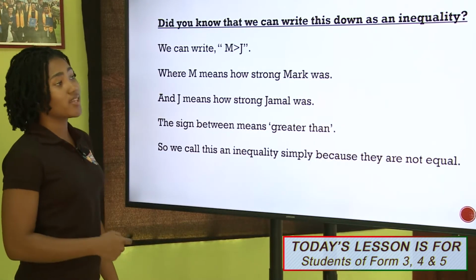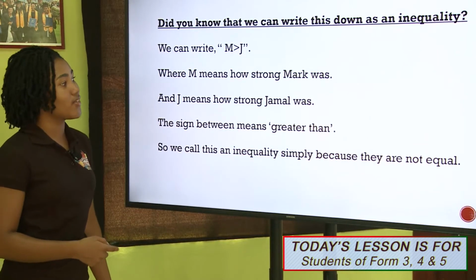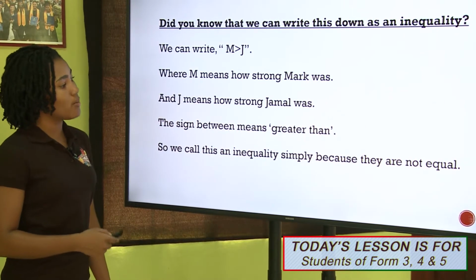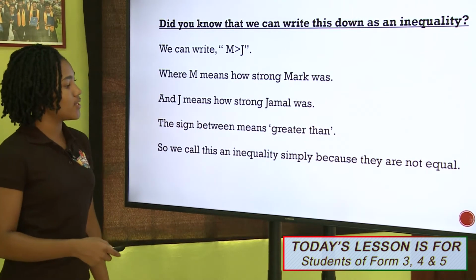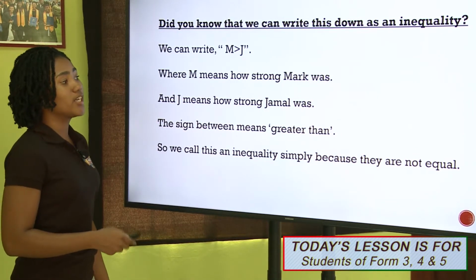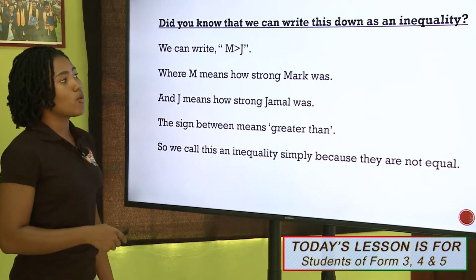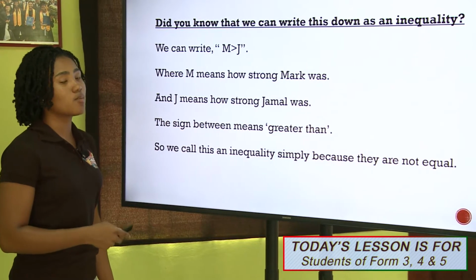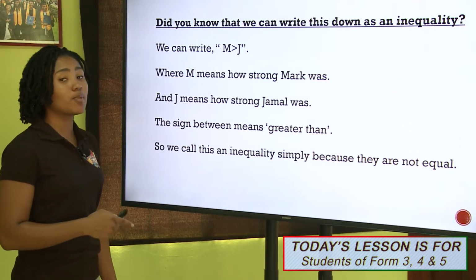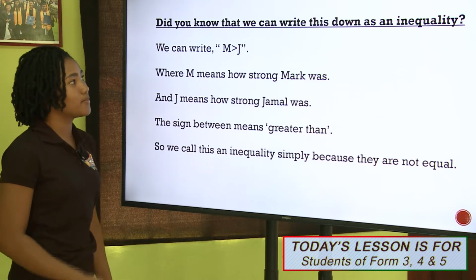Did you know that we can write this down as an inequality? We can write M is greater than J, where M means how strong Mark was and J means how strong Jamal was. The sign between means greater than. Remember, in your greater than sign, the open end points to the larger quantity, whereas the closed end points to the smaller quantity. So we call this an inequality simply because they are not equal. Mark is stronger than Jamal.